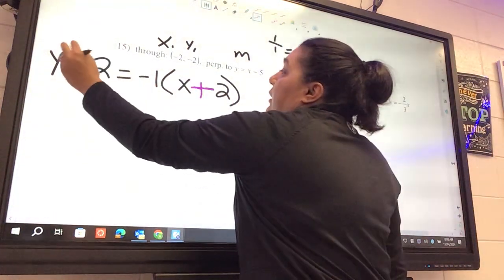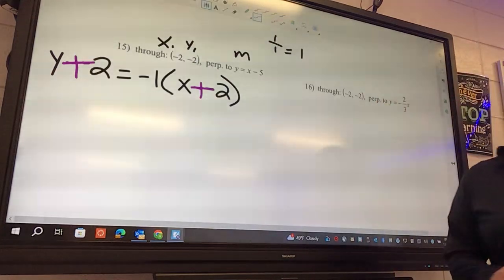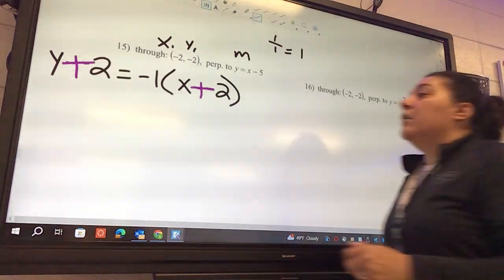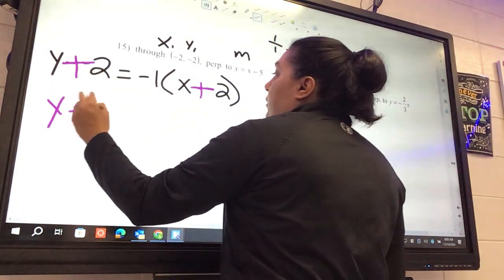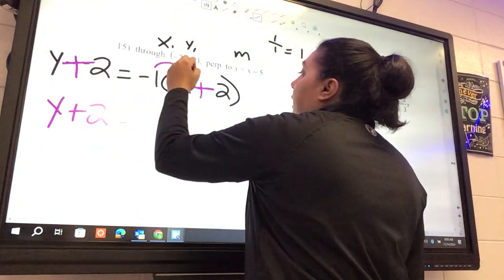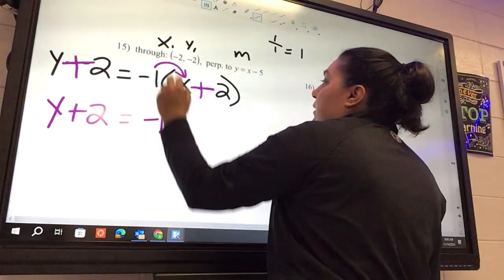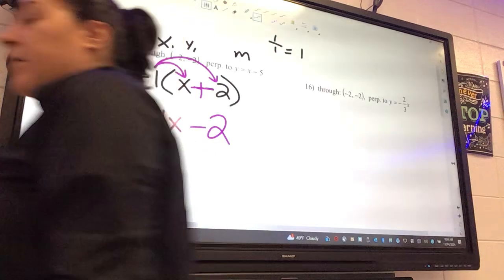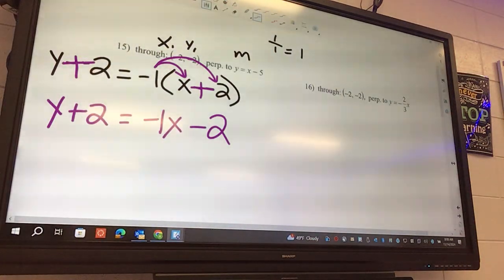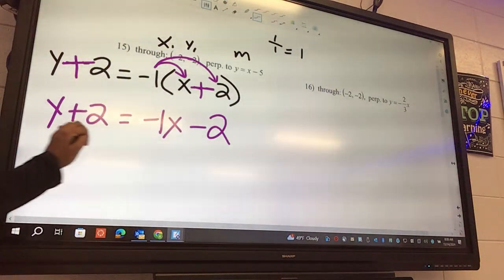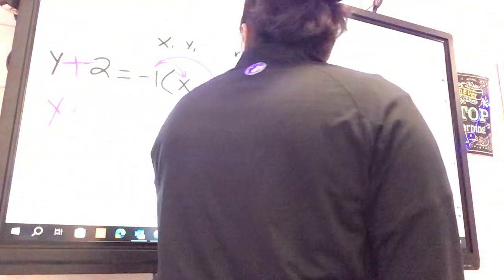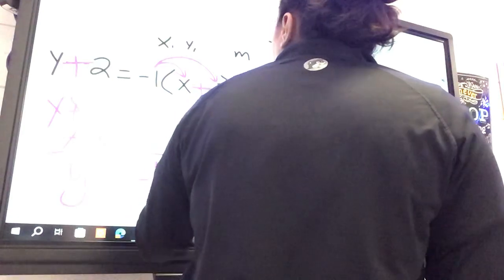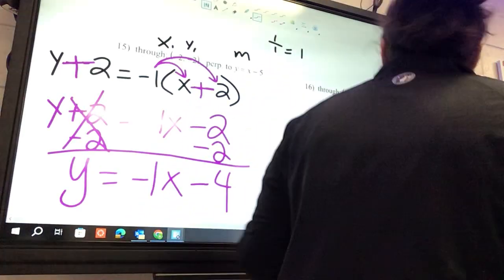Okay, we're going to change these to a plus. So I'm going to get y plus 2 equals negative 1 times x, which is negative 1x. Negative 1 times 2 is a negative 2. And then we're going to subtract 2 from both sides. So we get y equals negative 1x minus 4.